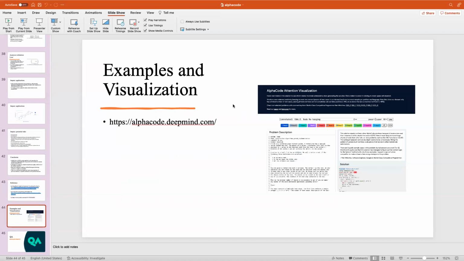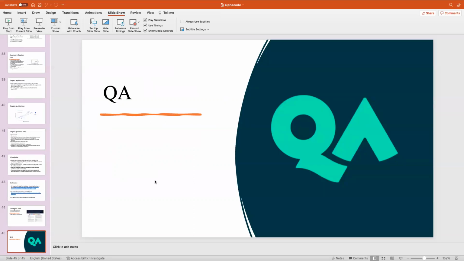And the DeepMind team also provides some visualization for the attention, and also the results for the AlphaCode model. It's on this link, so feel free to check. A simple visualization shows like this. Given the problem, the model will generate a solution, and when you move your mouse over the solutions, it will show the attention and the generation probabilities for each token. So that's also interesting. Feel free to play with it. So yeah, that's all for my presentation today.